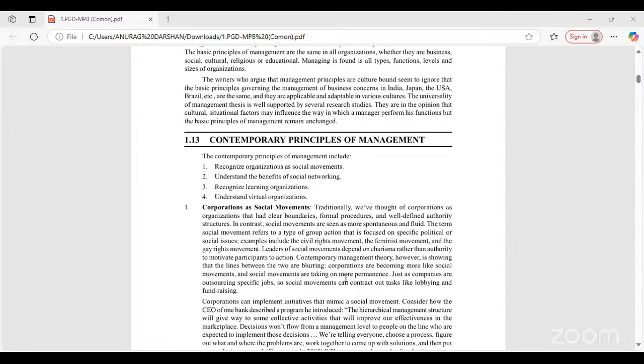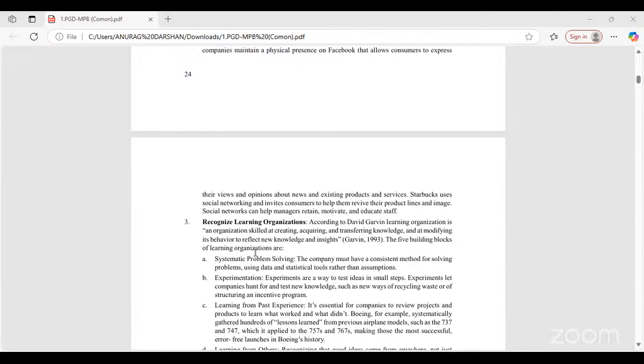Coming to the contemporary principles of management, we have the corporation as social movements. Traditionally, we thought of corporations as organizations with clear boundaries, formal procedures, and well-defined authority structures. In contrast, social movements are seen as more spontaneous. A social movement is a type of group action focused on specific political or social issues, where they fight to ensure the end result is positive for the organization.